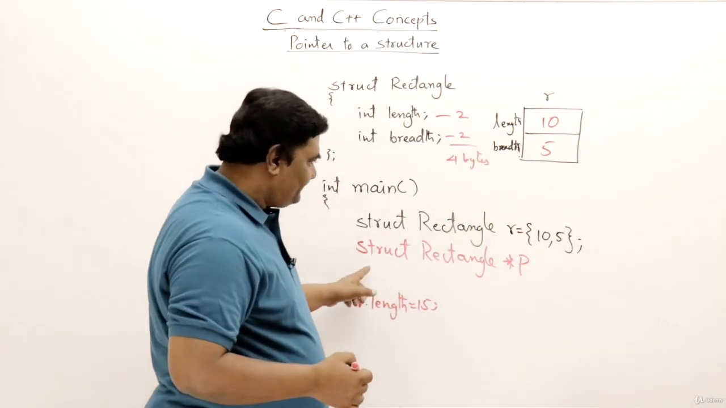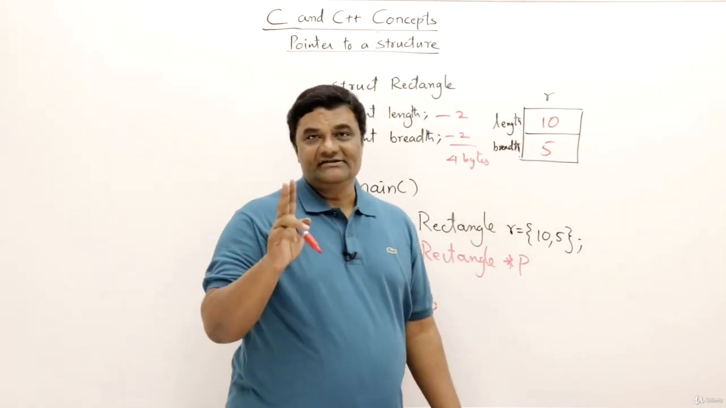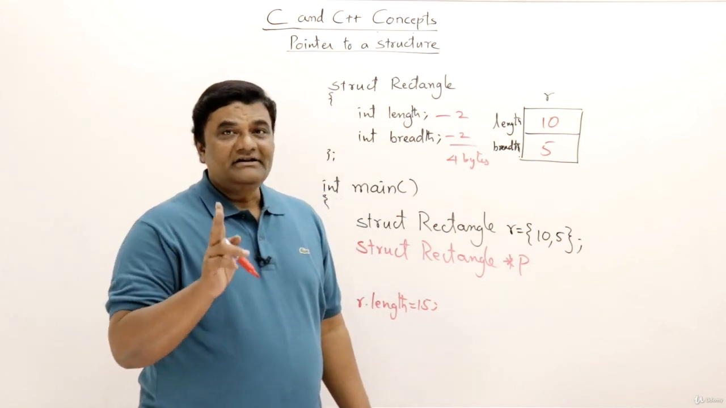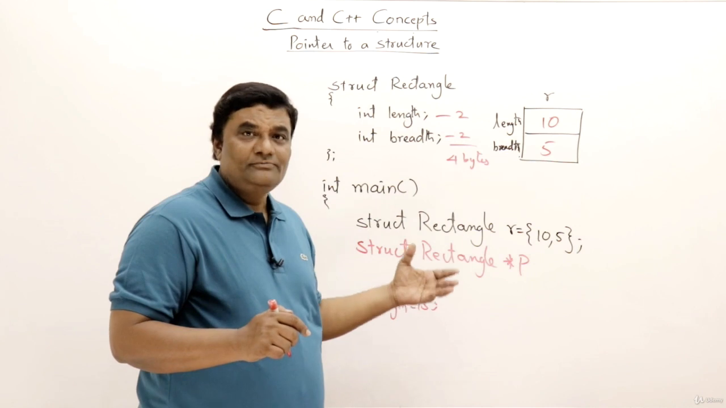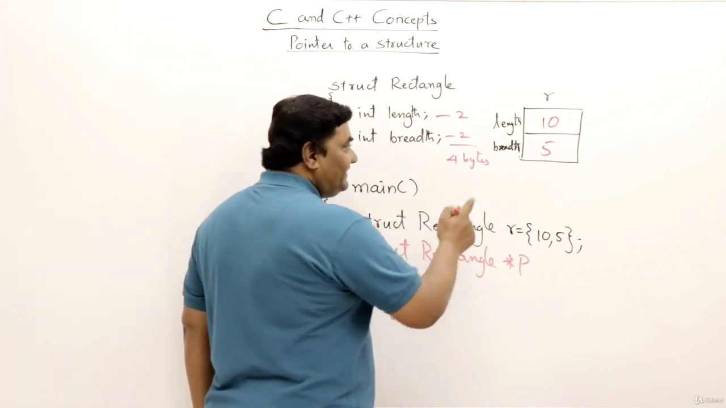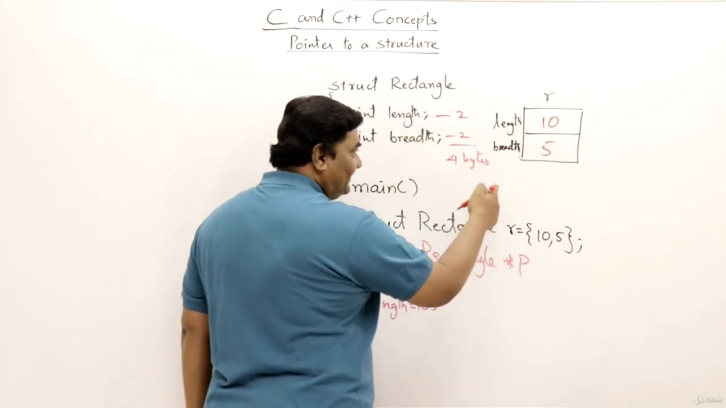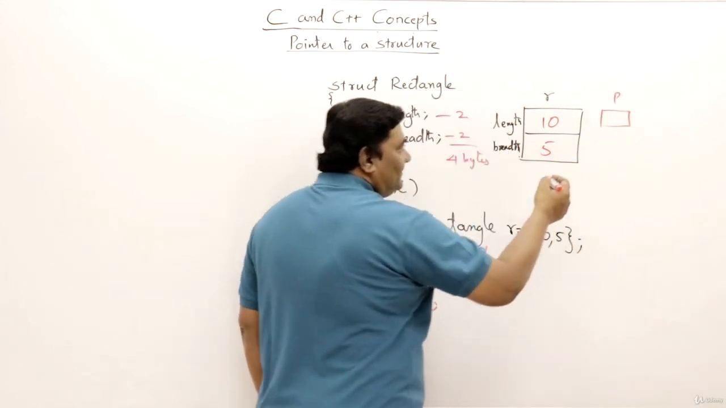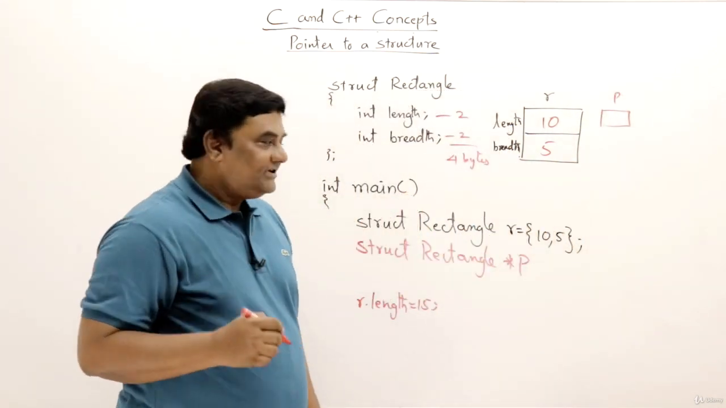Then how much memory does p take? It takes just 2 bytes. Every pointer, whatever the type may be, takes 2 bytes. So let us assume 2 bytes. So pointer doesn't take all 4 bytes. It will not have length and breadth. So let me show you a pointer diagrammatically, just like a simple variable.